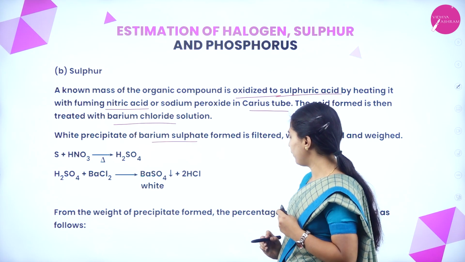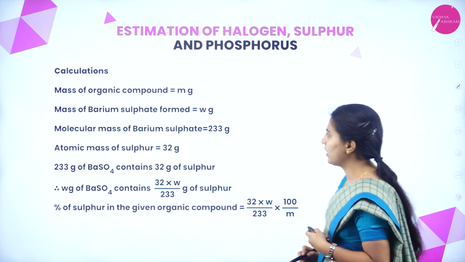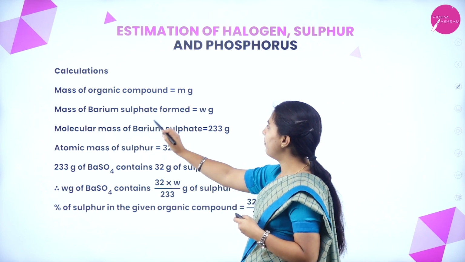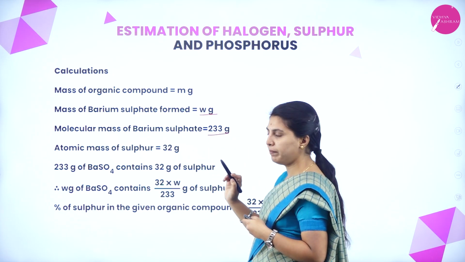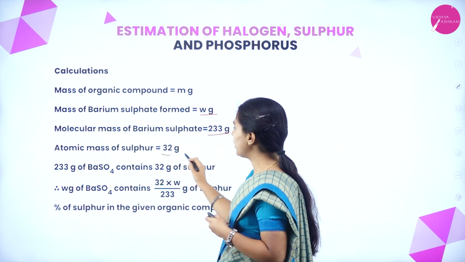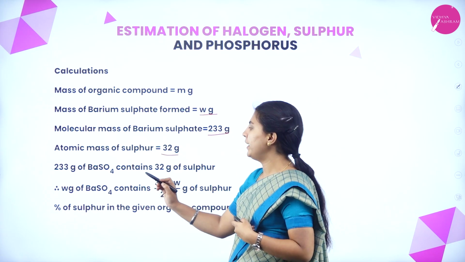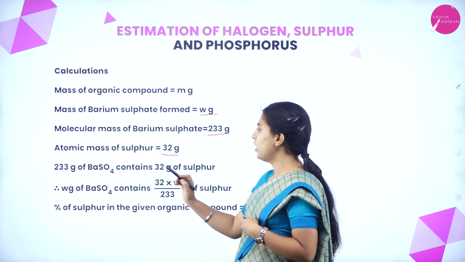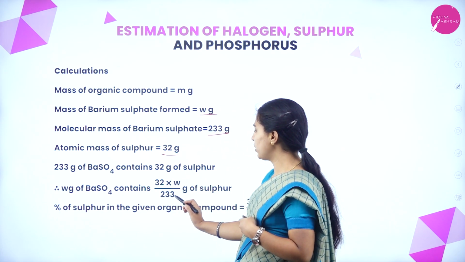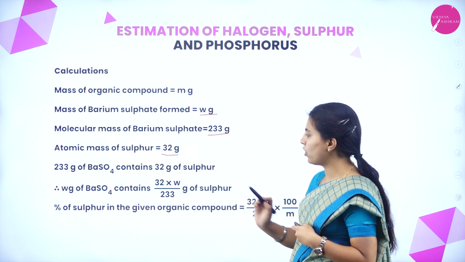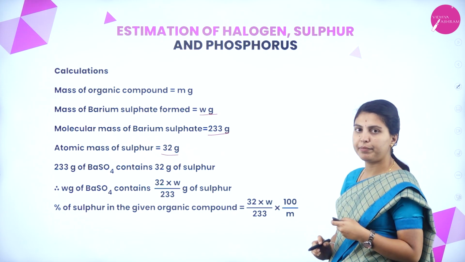From the weight of precipitate formed, the percentage of sulfur is estimated as follows. The calculations: mass of organic compound m, mass of barium sulfate W. Molecular mass of barium sulfate is 233 gram, atomic mass of sulfur is 32 gram. 233 gram of barium sulfate contains 32 gram of sulfur, and W gram of barium sulfate contains 32 into W by 233 gram of sulfur. The percentage of sulfur in the given organic compound is 32 into W by 233 into 100 by m.